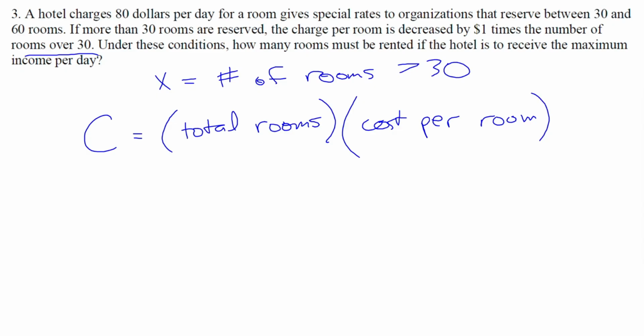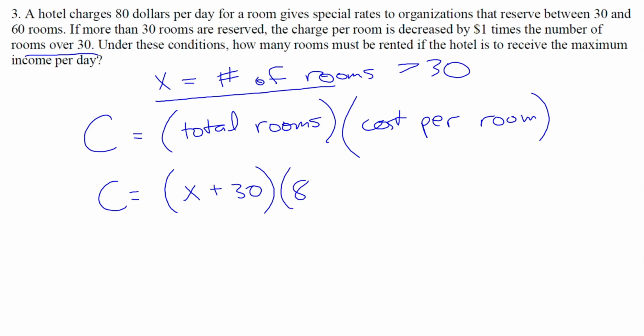Well, our total rooms is going to be the number that we've reserved, right? It's going to be the number above 30 plus 30. So x plus 30 is the total number of rooms because we've set x to be the number of rooms above 30. And then our cost per room is $80 minus $1 times the number of rooms above 30. So 80 minus x. So our cost function is just x plus 30 times 80 minus x.